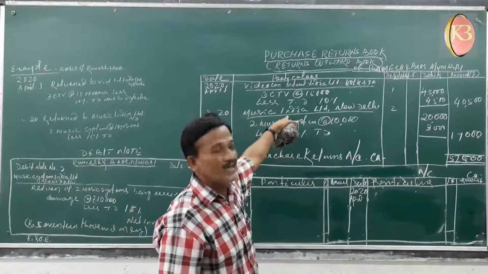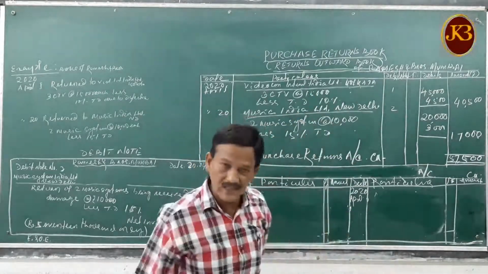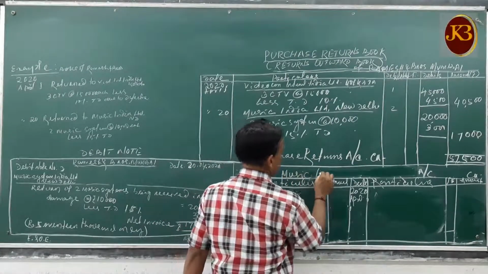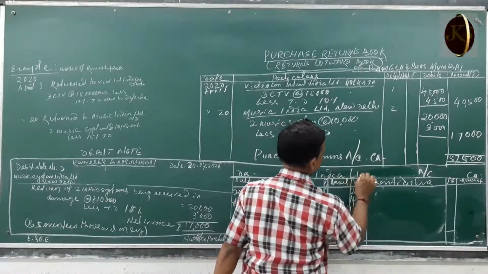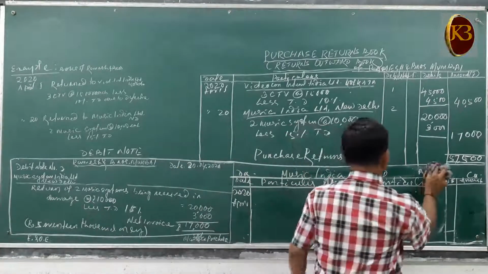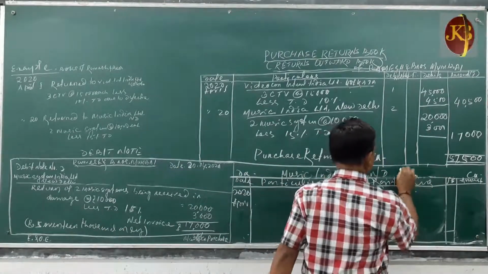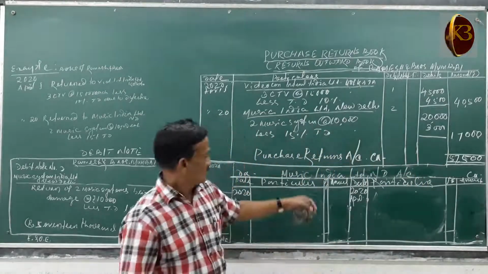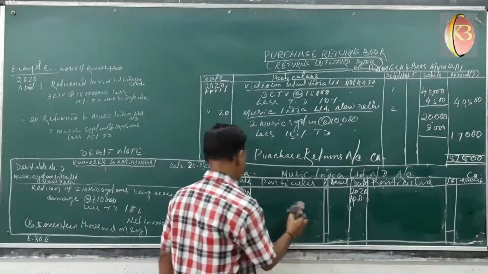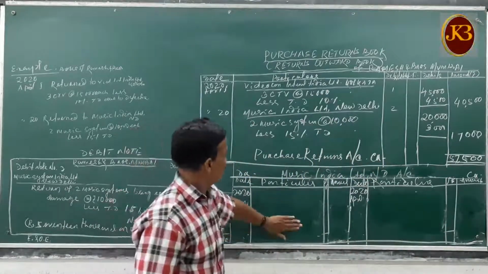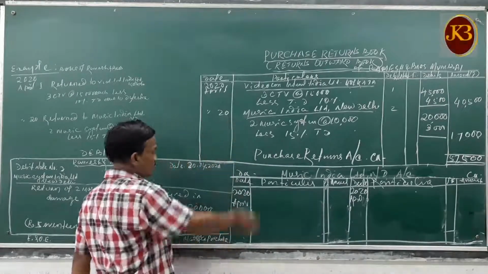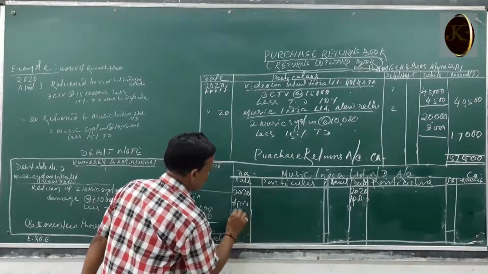So in Music India Limited, that is the supplier to whom we have returned goods, we have to prepare here Music India Limited, that is New Delhi account. So in this account, you have to prepare the ledger account. This account is to be debited. So that is April 20.